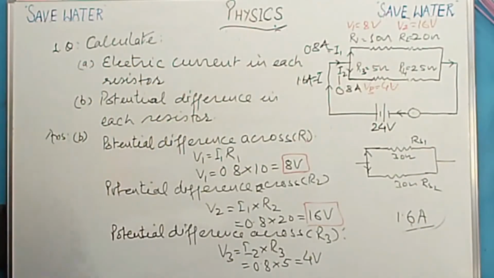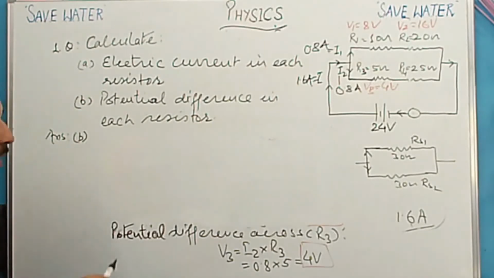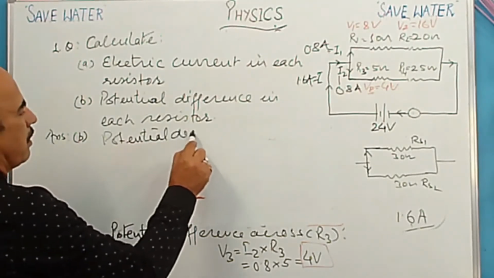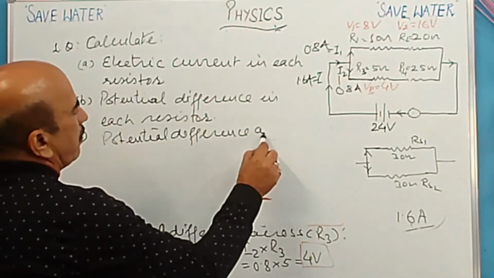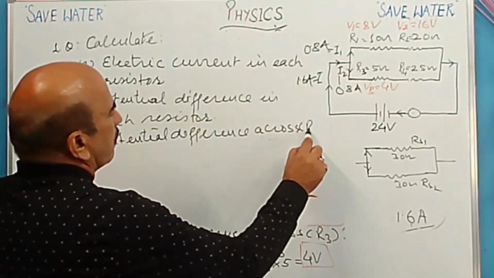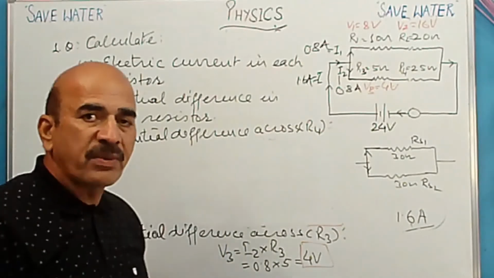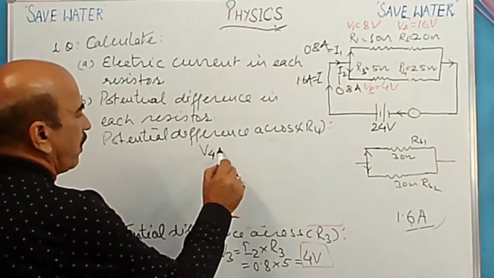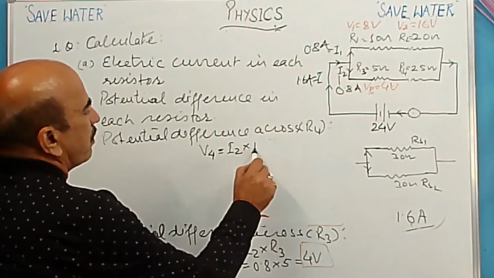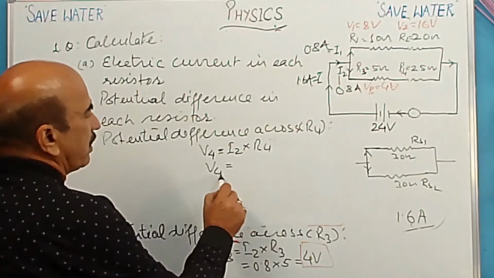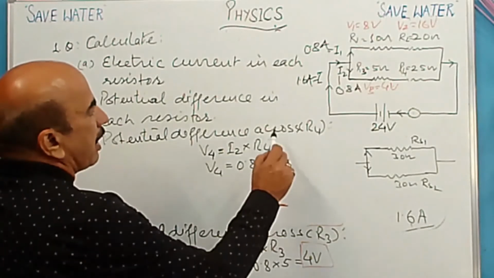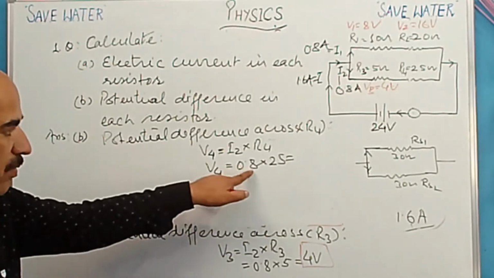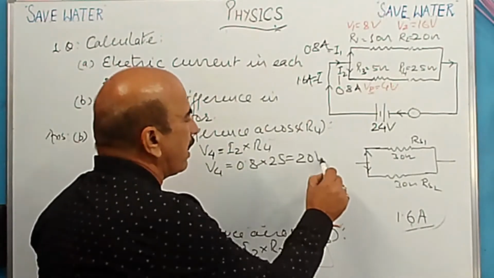Now try to find out the potential difference across R4, hurry up. Yes, some of you have started writing the answer in the chat box, good. So here V4 is equal to I2 into R4, and how much is it? I2 is 0.8 and R4 is 25. So 25 into 0.8 is 20, the point is after one digit, so the answer here will be 20 volt.